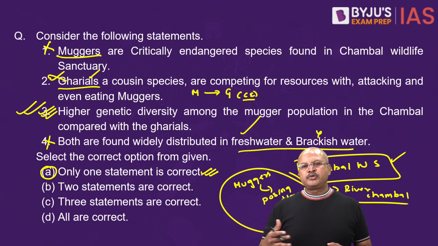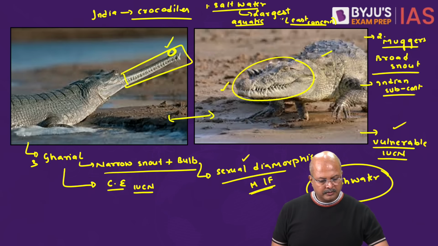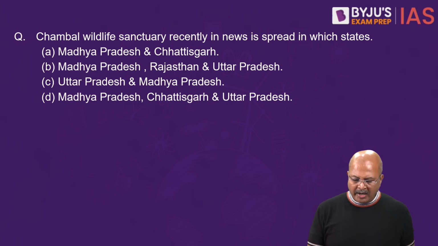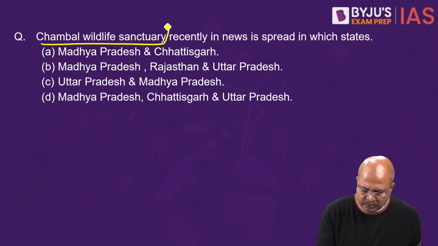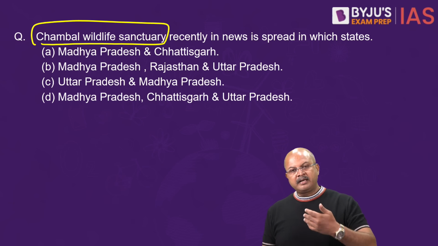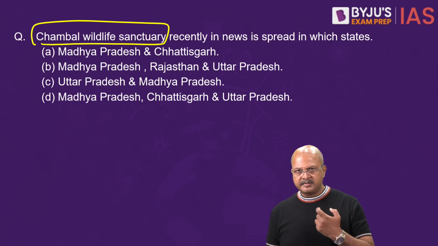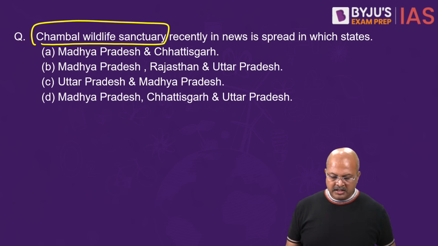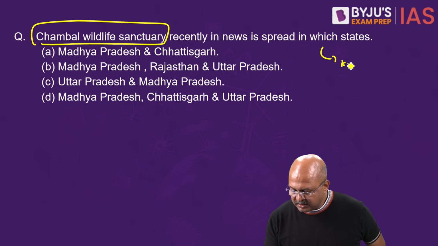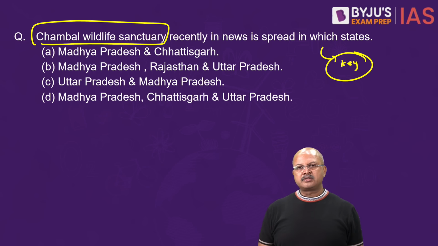Sometimes they may ask IUCN categories and the associated phenomenon. Chambal Wildlife Sanctuary, which is in the news, the main reason is that the Gharials are being eaten by muggers, which is one of the major concerns, and Gharials are a critically endangered species. And Chambal Wildlife Sanctuary is a key protection area of Gharials in India, a very significant one, which is along the rivers of Chambal.